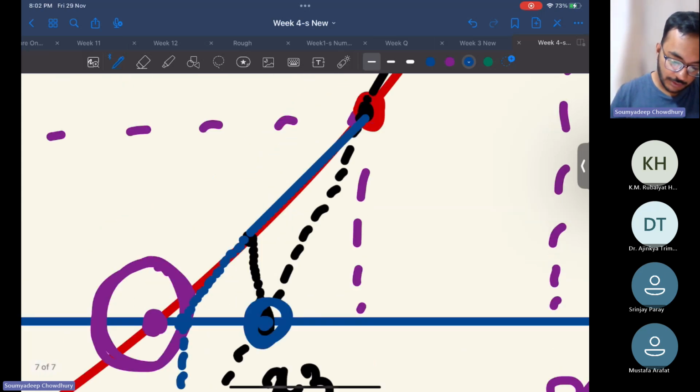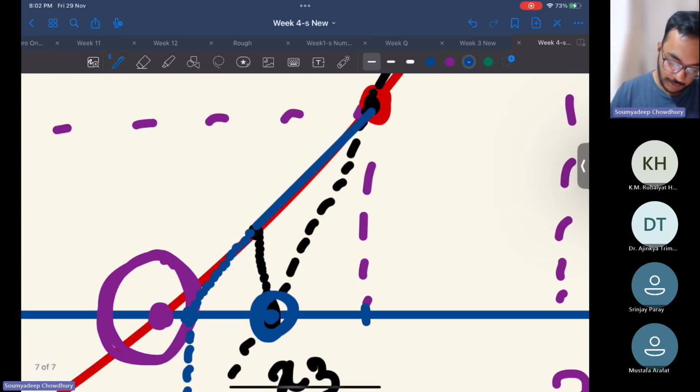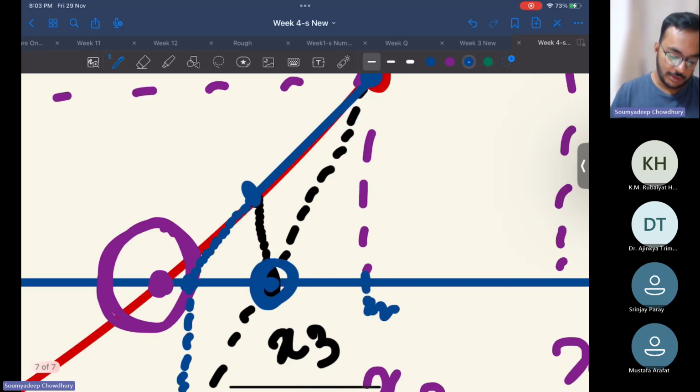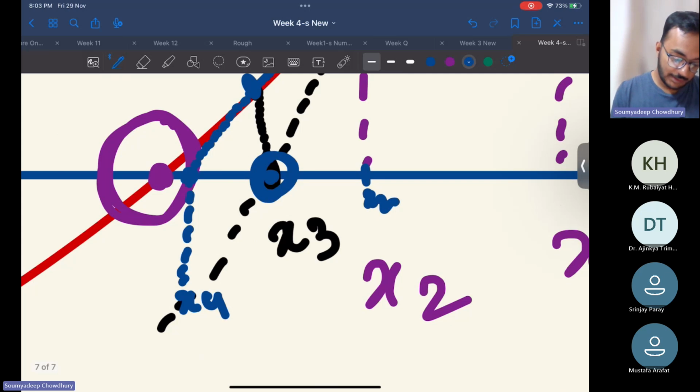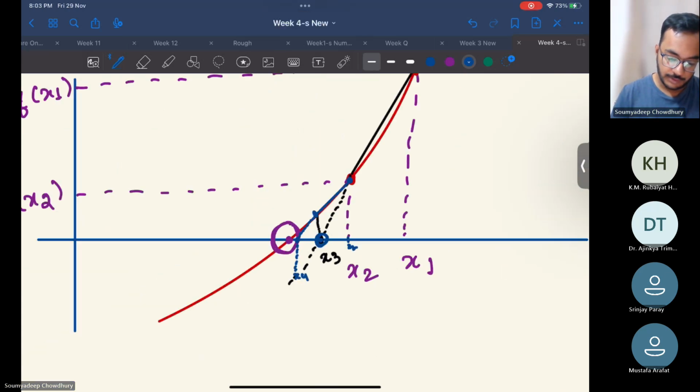So x2 is here. This is x2, right? And this is the point, and this is another point. Again, we are drawing a straight line joining these 2 points, and then we are extending it so that it intersects the x-axis. So it intersects the x-axis at say x4. Again, we will do the same thing with x3 and x4, and then we will see that this secant will intersect the x-axis at exactly the root point. Then we will converge to the solution. Is it clear?